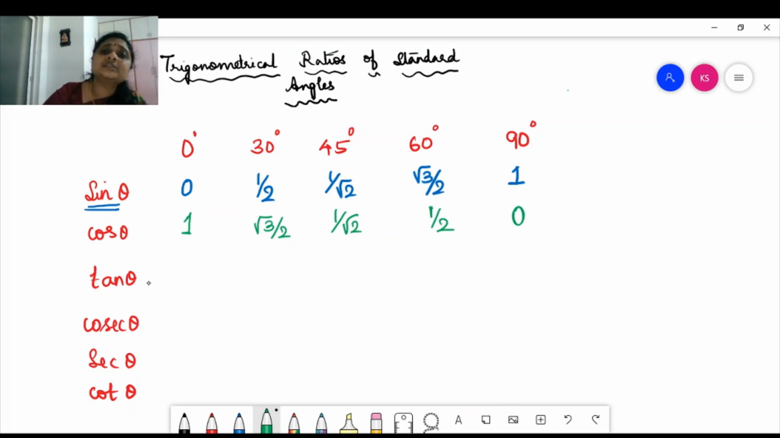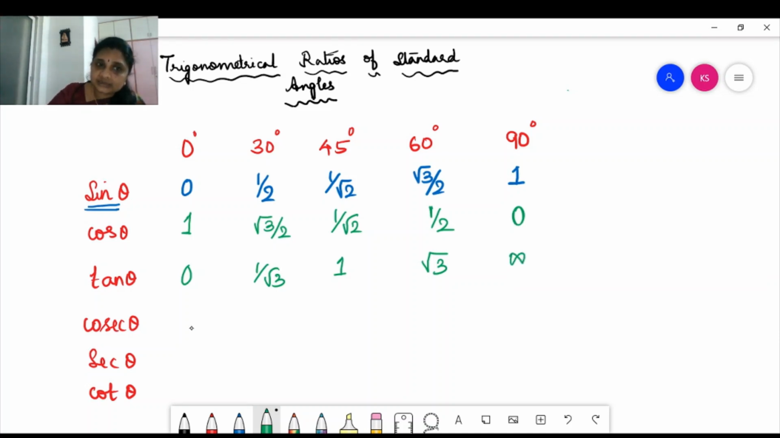Now, what are the tan theta values? Tan theta, you know, you just have to divide the sine value by the cos value. So, sine theta by cos theta will give you tan theta. So, 0 by 1, 0 by anything, is 0. 1 by 2 by root 3 by 2: when you multiply by the reciprocal, 2 gets cancelled and you get 1 by root 3. And then 1 by root 2 by 1 by root 2, the same value, both will get cancelled and you get a value of 1. And then root 3 by 2 by 1 by 2, you multiply by the reciprocal again and 2 gets cancelled. You get a value of root 3 and then 1 by 0. Anything by 0 gives you infinity.